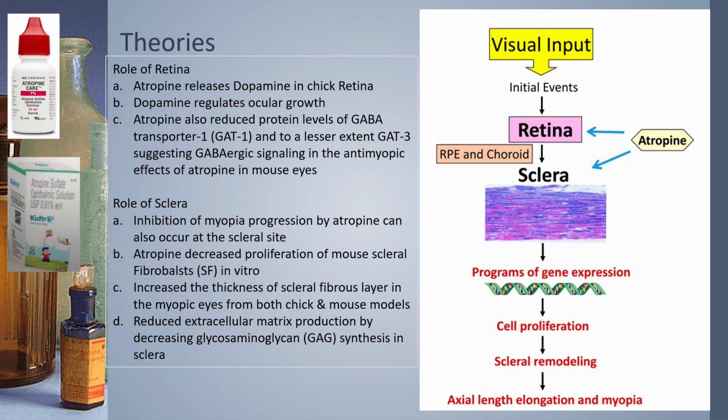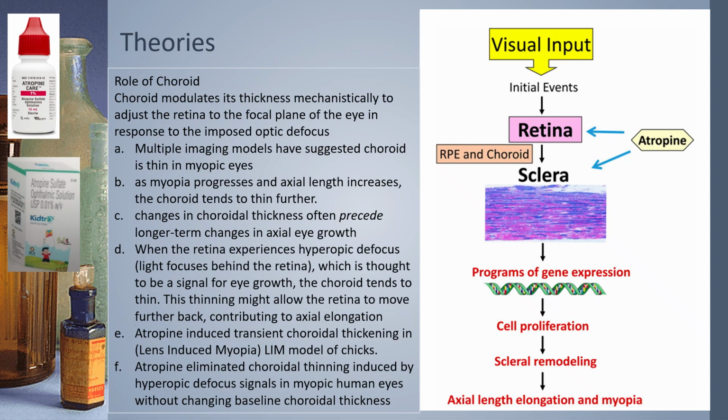Also, there is some role which they are suggesting in inhibition of myopia progression at the scleral site also. Atropine does decrease scleral fibroblasts in vitro at least, and it also increased the thickness of scleral fibrous layers. It has reduced extracellular matrix production by decreasing glycosaminoglycans in the sclera.